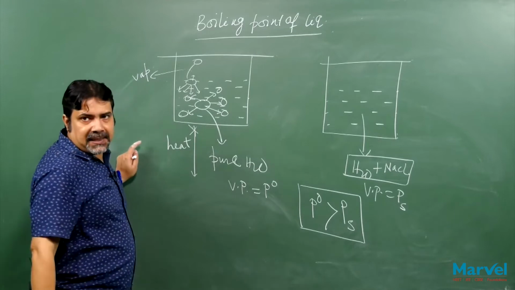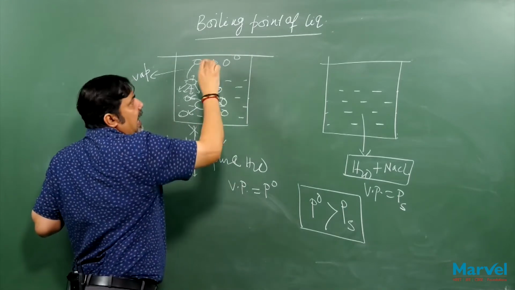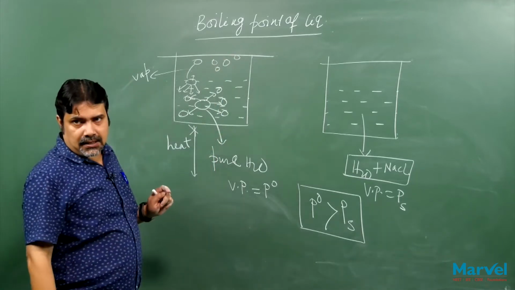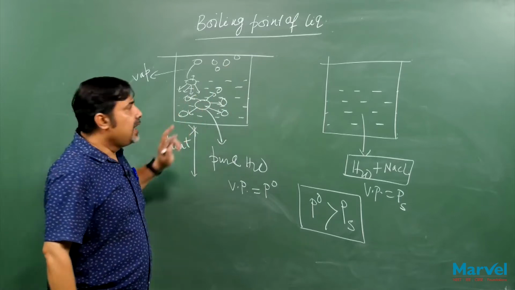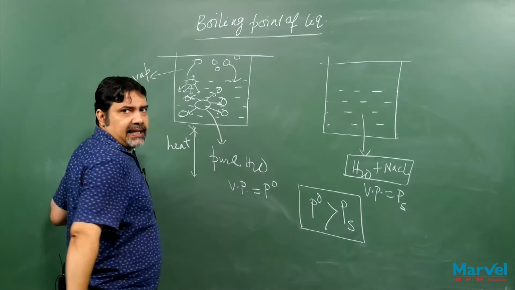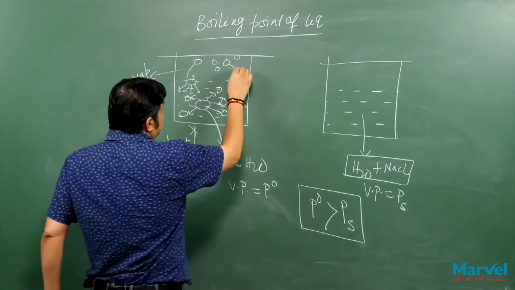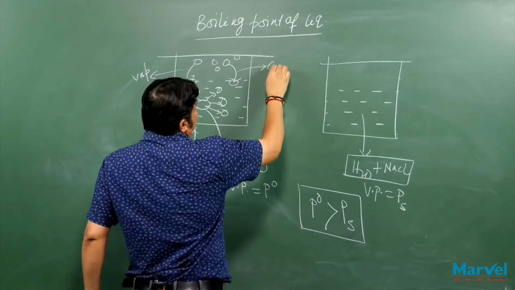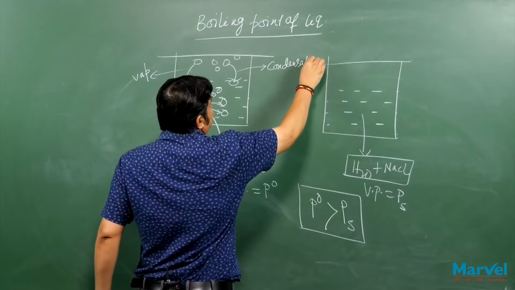Liquid to vapor. And then these molecules collide among themselves and also with the walls of the container. When they collide, they lose energy. Again, they come back from vapor to liquid. This process is called condensation.